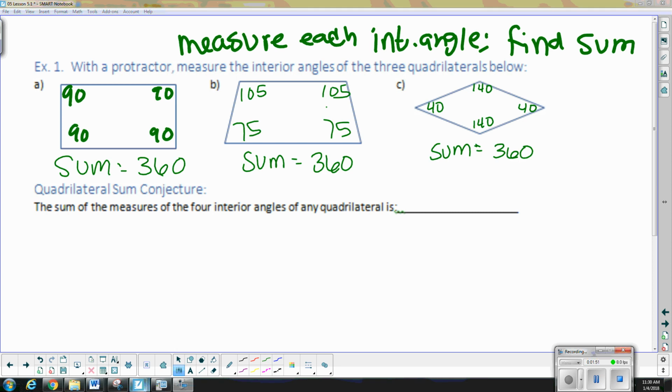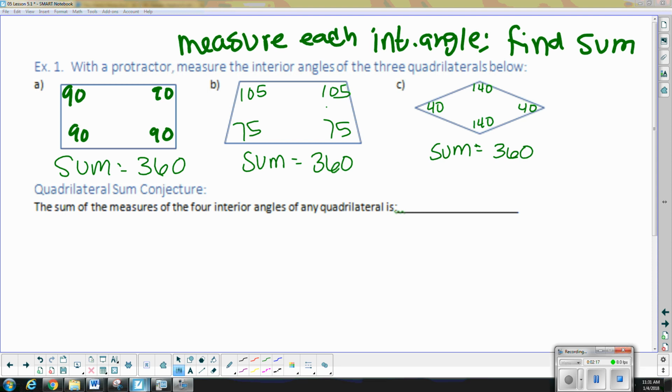As you measured each angle, check your work with what I have up here. You should have gotten 90 degrees for all four angles of the first one. And then you can look at B and look at C, and make sure your angles measure up. If your angle measure was off, your sum was probably off. When you add all of the interior angles together for each quadrilateral, for every one, you get 360 degrees. So that's our first conjecture.